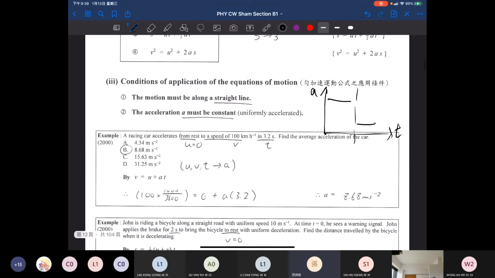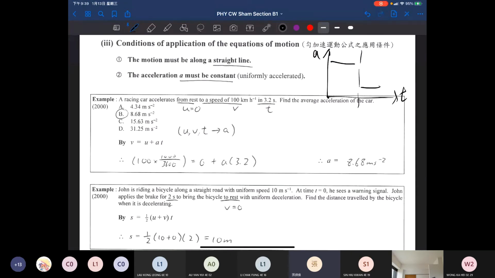A racing car accelerating from west to a speed of in 3.2 seconds. Find the average acceleration of the car. By using the V equals to U plus AT, then we can calculate the acceleration. Okay?